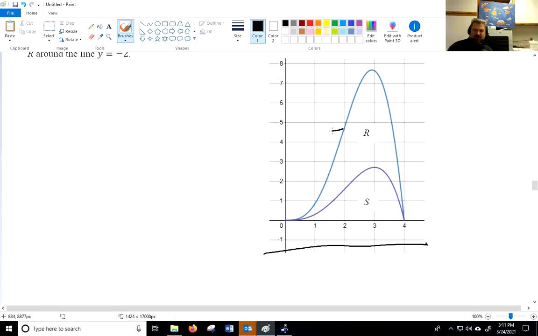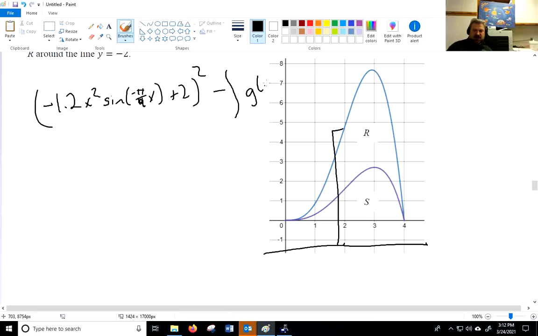So, when I revolve it around there, this is my outer radius, which is negative 1.2x squared times, was it sine of negative pi over 4x? I think it was. Minus a negative 2, so plus 2, squared. And then I have to subtract the integral of g of x minus a negative 2, so plus 2, squared dx. And we're going to be doing them both from 0 to 4. And I'll just go ahead and split it up. We know we need to, so I'll put a dx here.